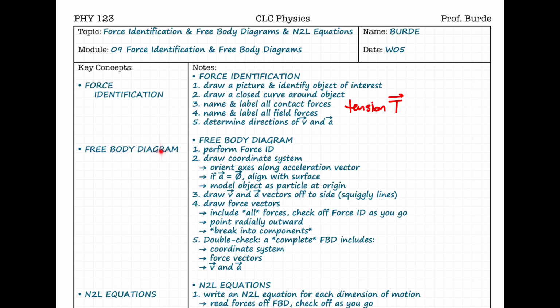The next step is to draw the free body diagram. To make a free body diagram, we first do the force identification, then we draw our coordinate system. You're going to orient your axes so that they align with the acceleration vector, but if the acceleration is 0, align it with the surface or whatever is convenient. Make sure that you model the object as a particle at the origin. Nothing else is acceptable. It has to be a particle.